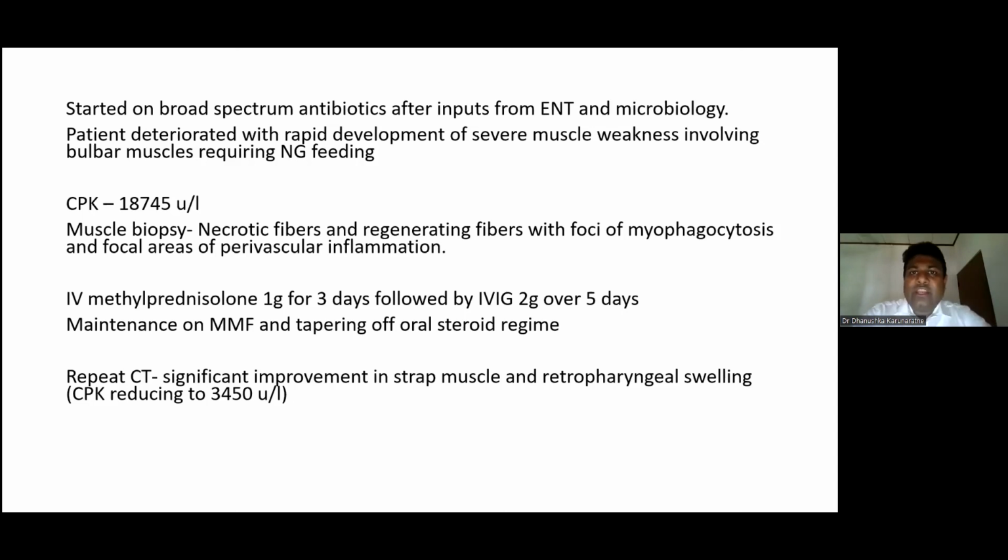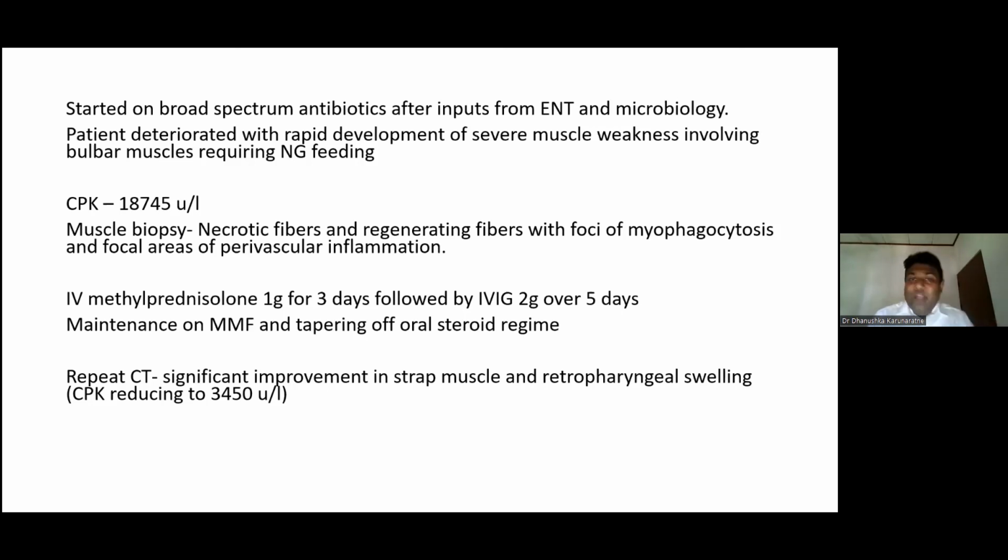And at that point, they took input from rheumatology, and the CPK was suggested, and the level was 18,000. While thinking of the other infective etiologies, we made the tentative diagnosis of immune mediated inflammatory myositis as well, while continuing the antibiotic therapy. We started her on methylprednisolone 1 gram for 3 days. In parallel, we arranged a muscle biopsy as well, which subsequently showed necrotic fibers with regenerating fibers and myophagocytosis.